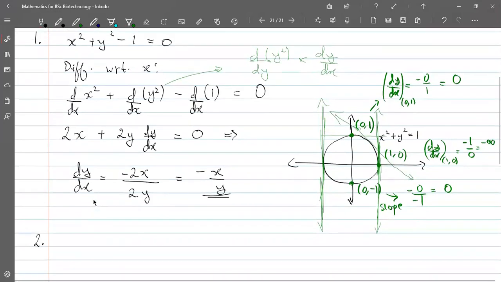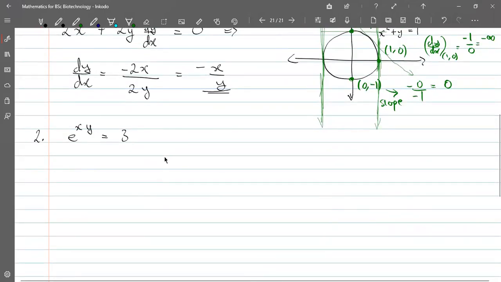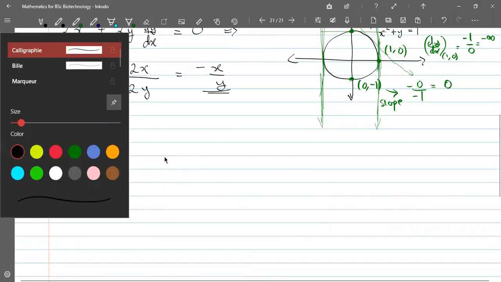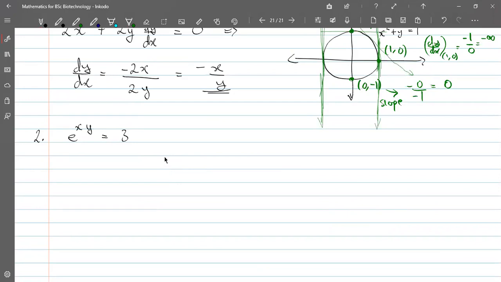Okay, so to take another example, let's take a simple one, e to the xy equals 3. So again, this is one where you can solve. If you take log on both sides, you will get y in terms of x. But if you're asked to differentiate it implicitly, if you're given it in this form and asked to find dy by dx, it's understood that it's implicit differentiation. So you don't need to solve for y first. Just differentiate. So differentiating on both sides, you have to use chain rule.